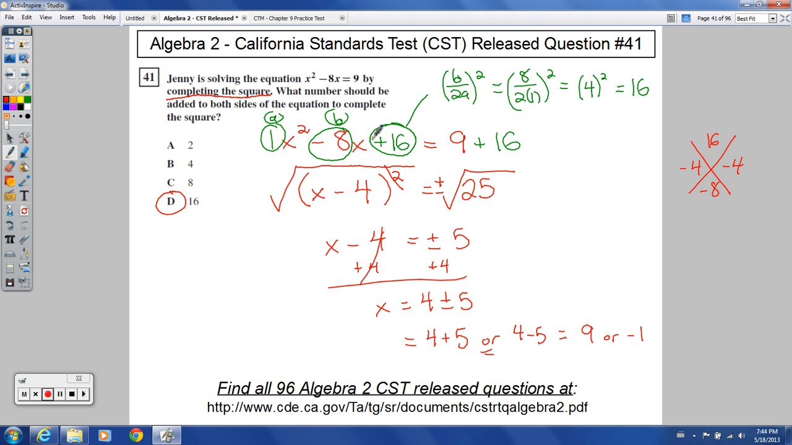But what we're looking for here, our final answer, we already found way up here, because that's what you needed to fill in to complete the square. But just so you know, that's how you would finish something like that if you had to. Number 41, choice D.